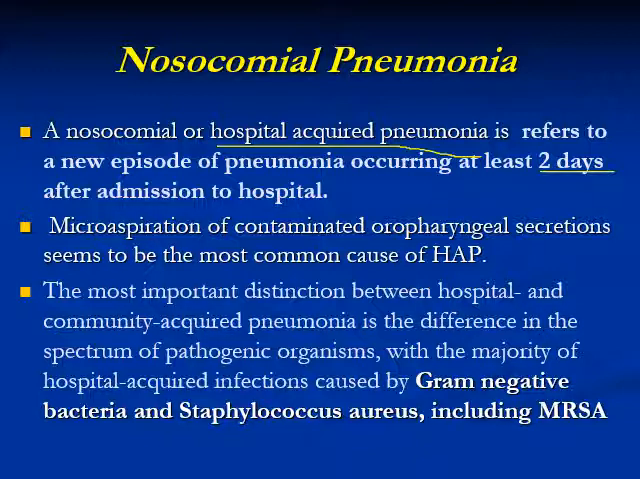The spread of this pneumonia, the transmission, is different from the community-acquired pneumonia. The community-acquired pneumonia is droplet infection, airborne. Here there is microaspiration of contaminated oropharyngeal secretion, which seems to be the most common cause of the hospital-acquired pneumonia. So the mechanism of transmission is microaspiration of the contaminated oropharyngeal secretion.